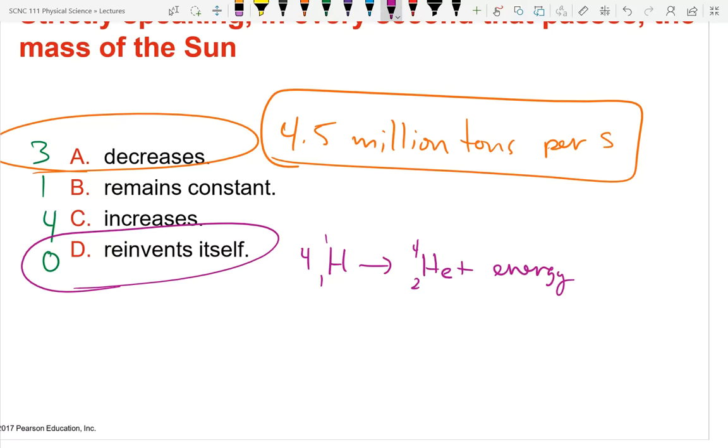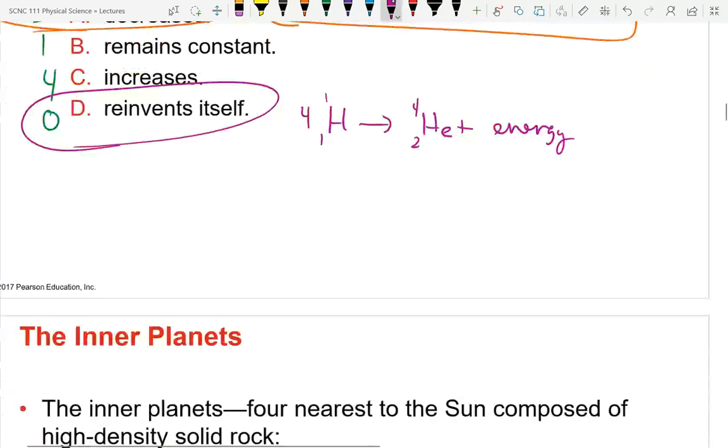So you could have said reinvents itself, and I would have said, well, that makes sense too, because it's converting hydrogen into helium, as the song says, where hydrogen is built into helium at a temperature of millions of degrees. Yo ho, it's hot. I said we wouldn't sing, I'm sorry. We'll do it later.